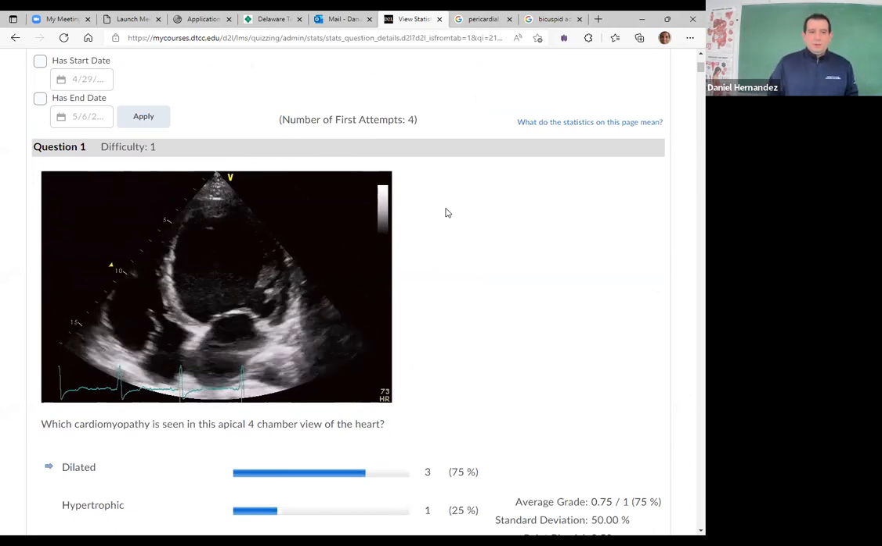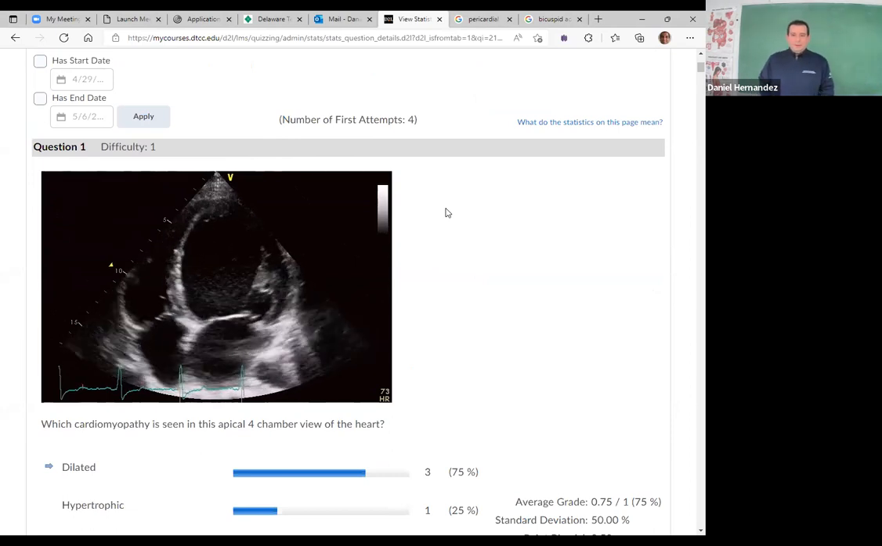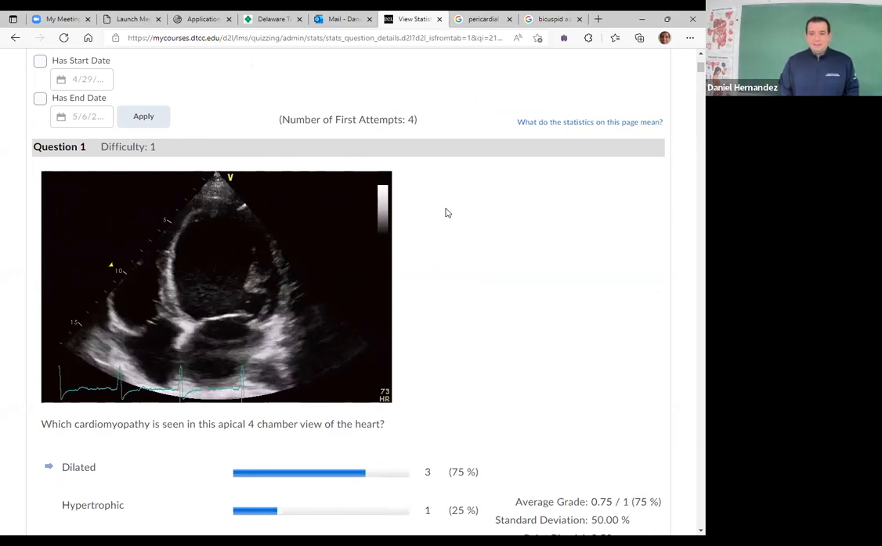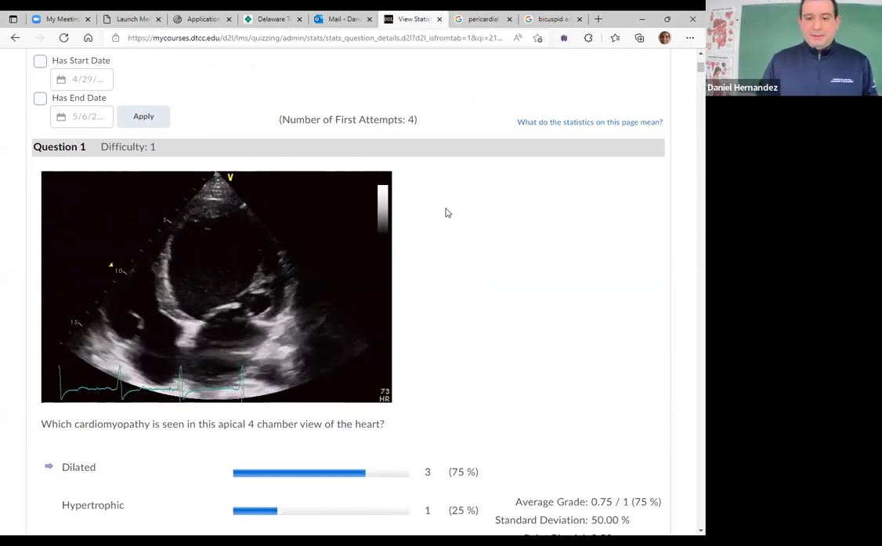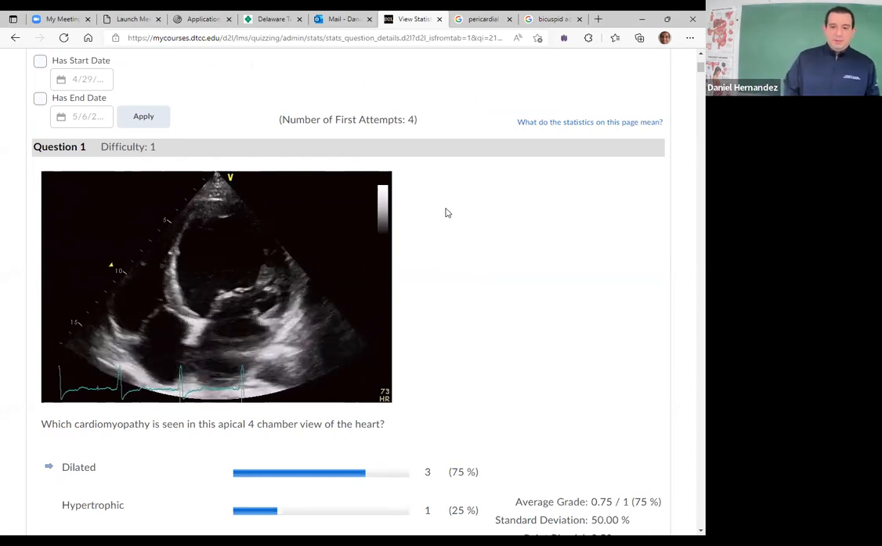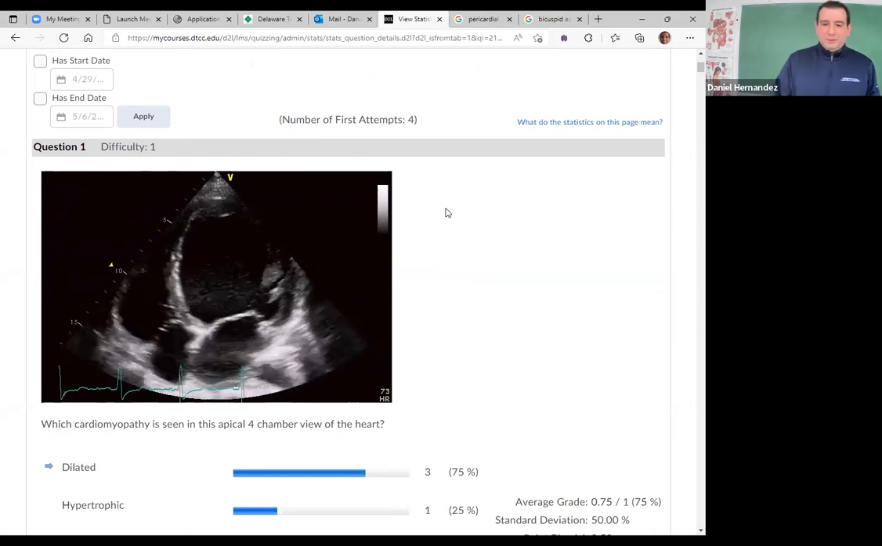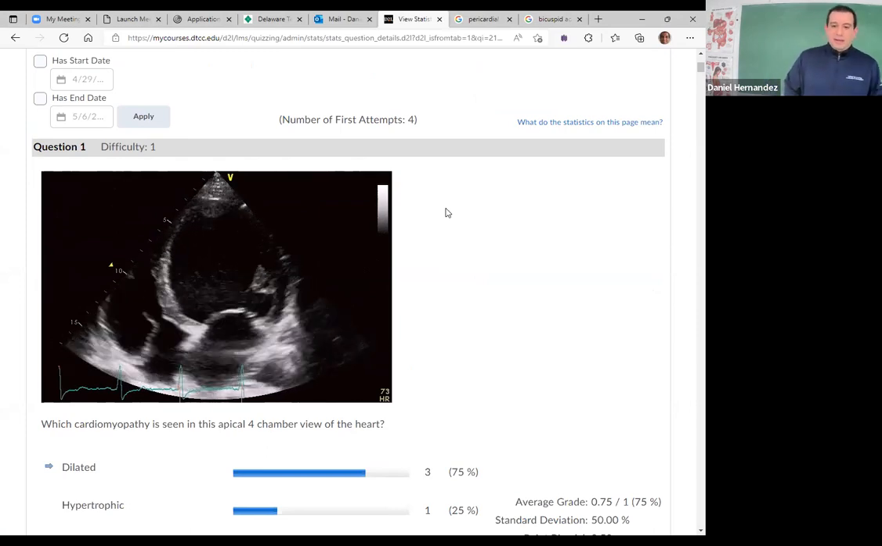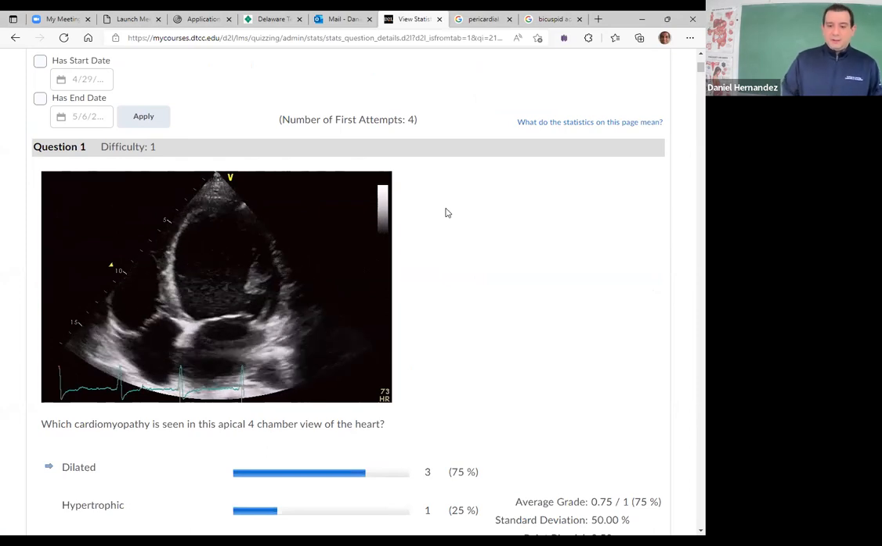So this is now going to our midterm. With this clip, the first thing I see is that that chamber looks rounded. That LV doesn't have our nice classic bullet shape appearance. It's appearing more oval, more ovoid. So this would be a classic example of dilated cardiomyopathy.